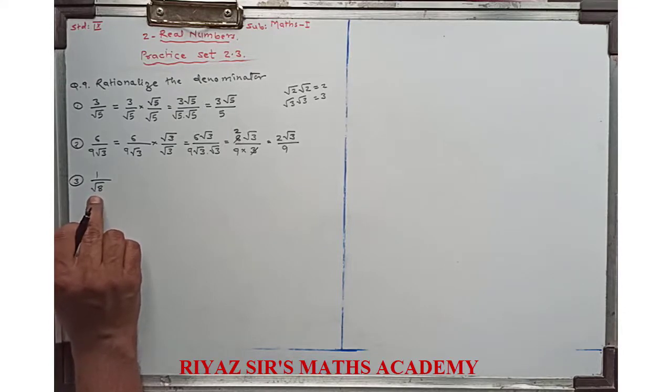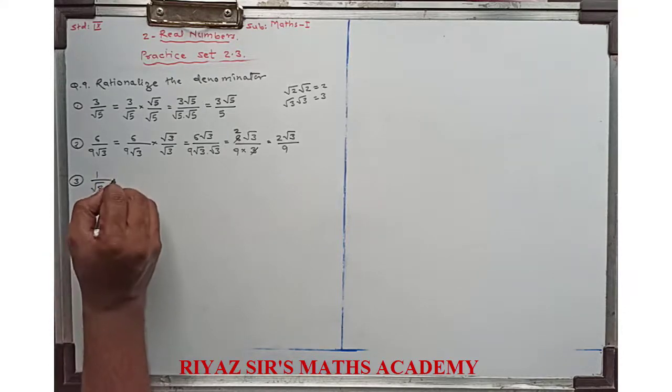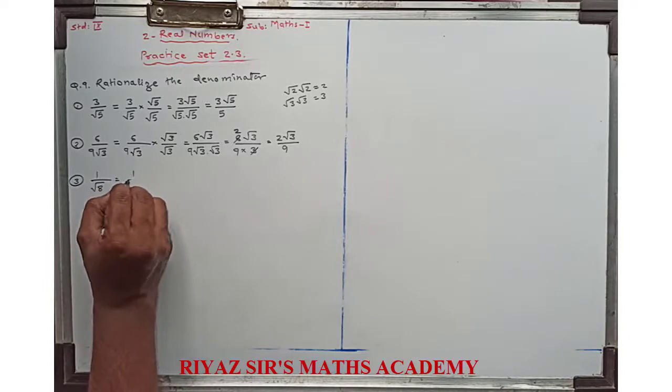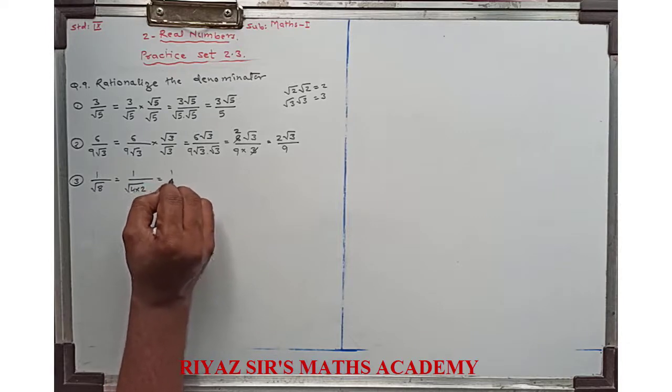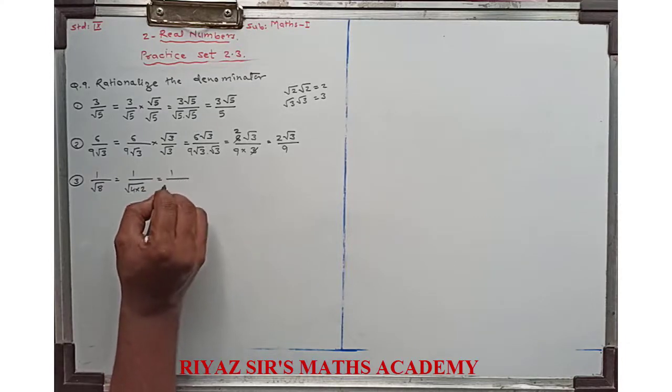Now if such an example is there, 1 upon root of 8, then here root of 8 is there. So we have to first simplify this root 8. We can simplify it as 4 2s are 8, that is equal to 1 upon square root of 4, that is 2 root 2.